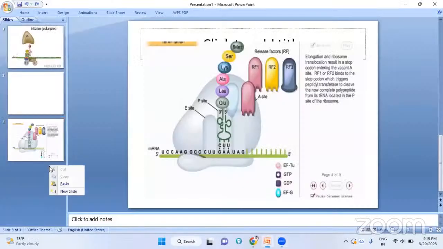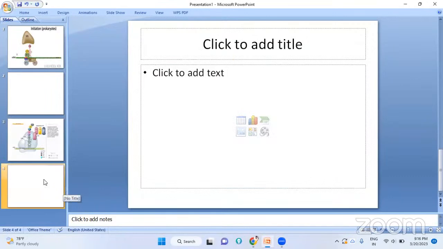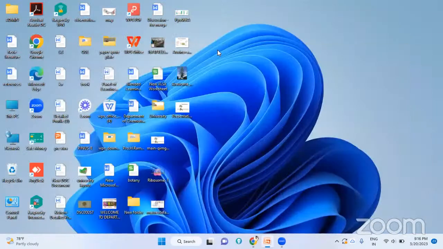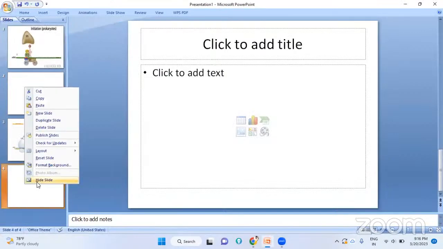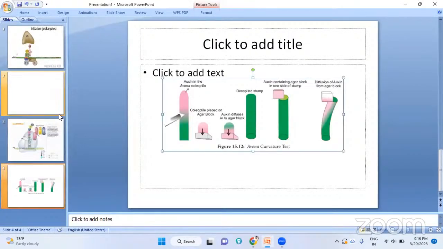Auxins are for increasing the root. Gibberellins are for stem elongation. Cytokinins increase the dormancy period, I think, sir. Okay, right. No problem. Auxins are for apical dominance. Just wait, I will explain.